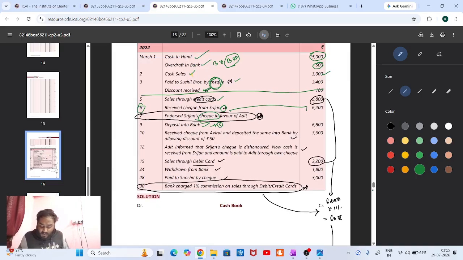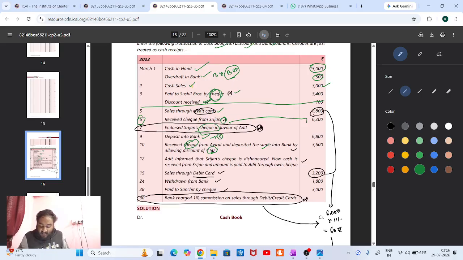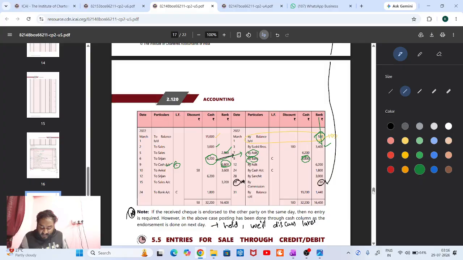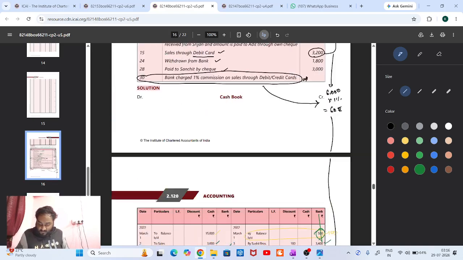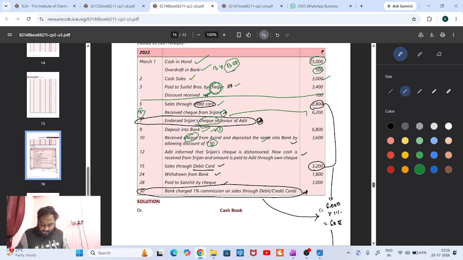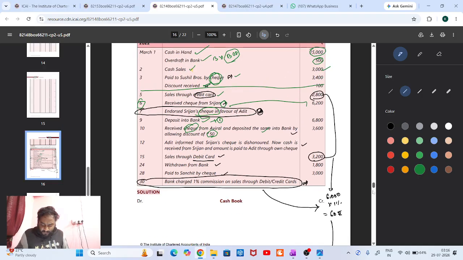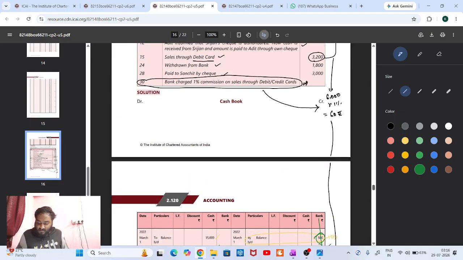Received check from so and so. Let me check this again. And deposited the same into the bank and allowing a discount of 50 rupees, 3,600. The 3,600 balance will be increased in the bank account again. Okay, and 50 rupees is the discount. Here, received check, they have shown in cash. And here, received check, they have shown in the bank. Why is it? I will cross verify and let you know by tomorrow.